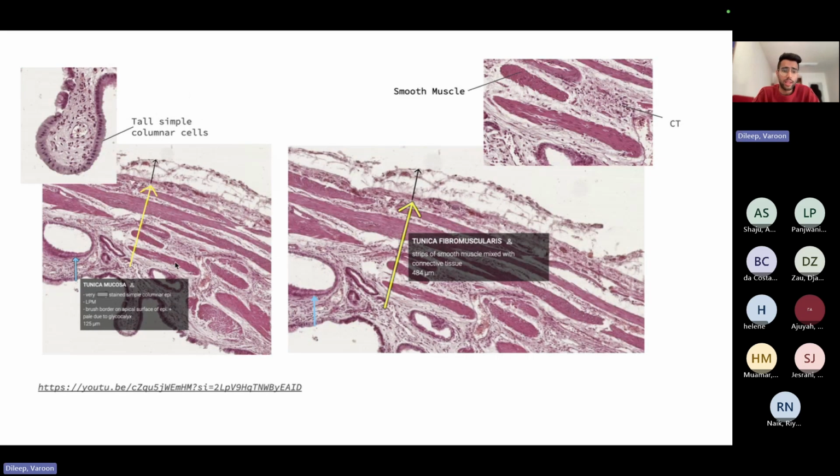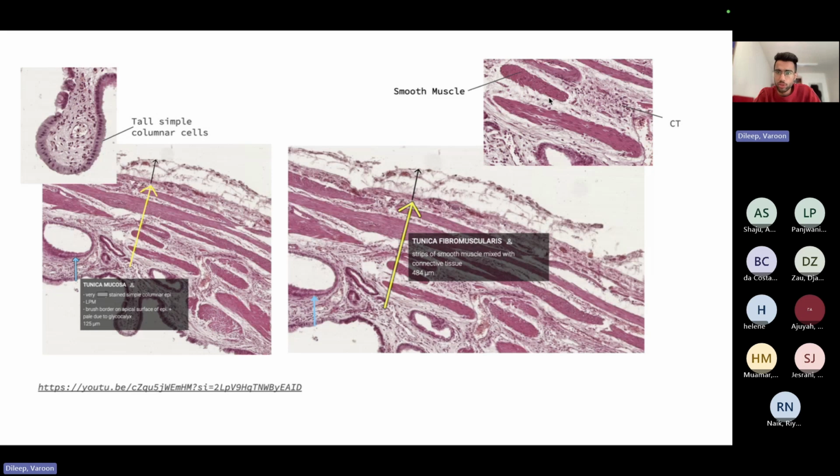When we look at the tunica mucosa, it is made up of very lightly stained simple columnar epithelium. As you can see here, these are tall cells which are really light in color. So this will help you easily identify the epithelium. Now, the most important one is the tunica fibromuscularis. What this means is fibro and muscularis, so it is made up of smooth muscle as well as connective tissue.